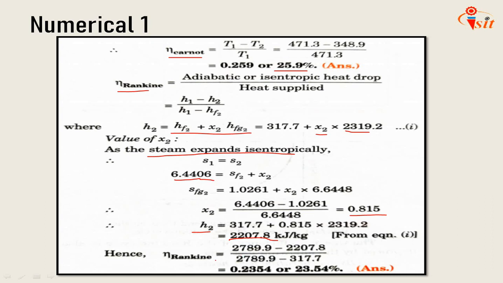So ultimately the efficiency of Rankine will be, substituting the values of H1 minus H2 divided by H1 minus Hf2, you will get the efficiency as 23.54%.